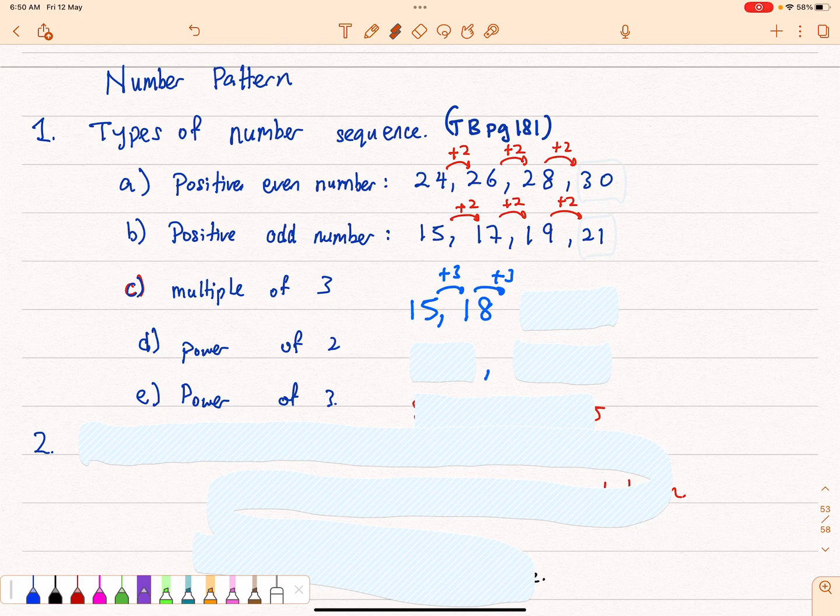Now, let's say I have a multiple of 3, I could also plus 3, right, to get the next multiple. So 18 plus 3 to get 21, 21 plus 3 to get 24. Power of 2 is also a type of number pattern.